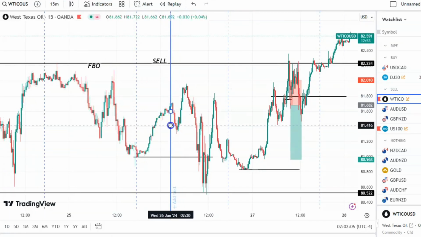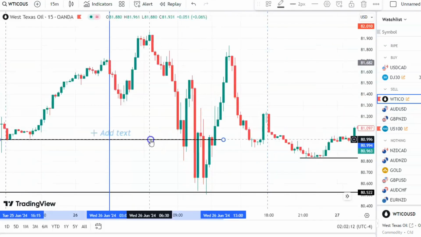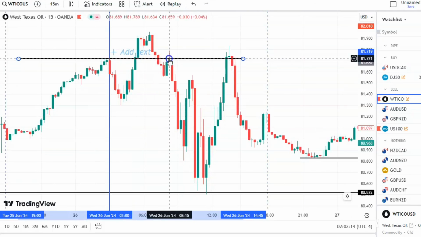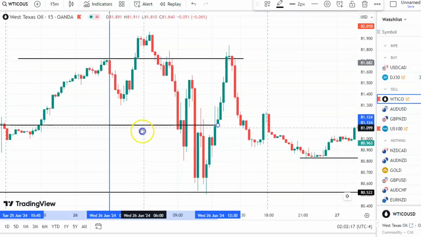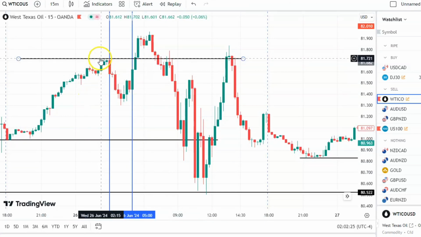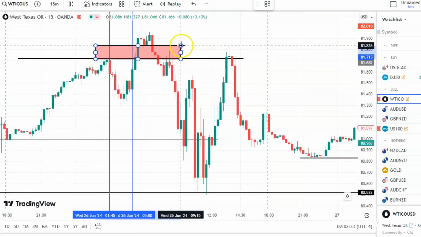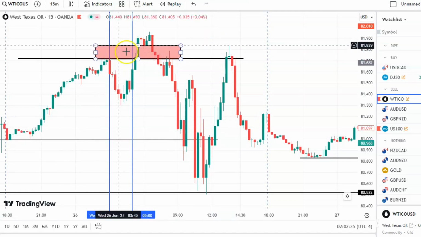So in the London session, I come to the screen at 3. The first thing that I draw is the high and the low of the day. Now, I'm interested right now in the high because I want to sell high. Now, once we have the high and the low set in place, we have our timing window. We wait for price to come back to the high of that day to trigger liquidity.